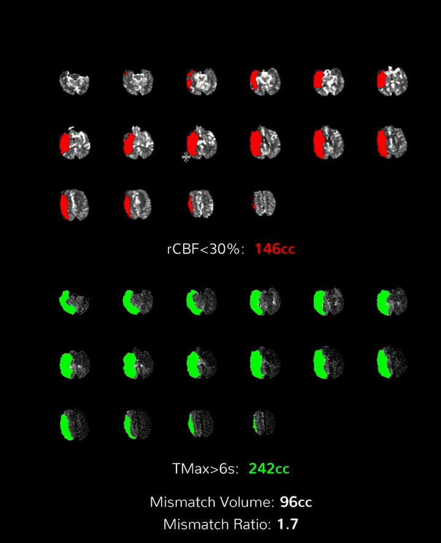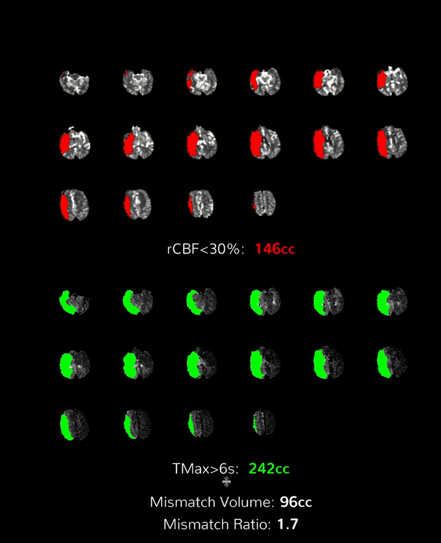First of all, we see that the right cerebral hemisphere, not the whole of it, but the volume which is calculated as 146 cc, is low perfused and has a cerebral blood flow of less than 30%. So this is the defined core infarct. And this area shown in green means there are some areas at risk of dying or getting infarcted. This is the delayed Tmax, meaning the area that is less perfused, and the volume is 242 cc.